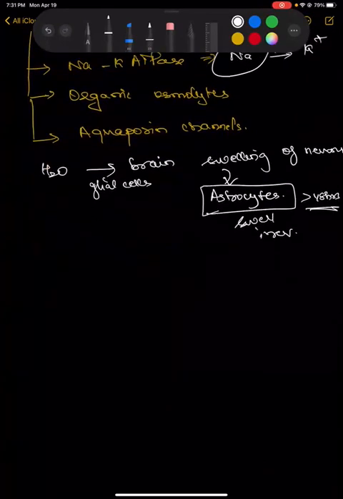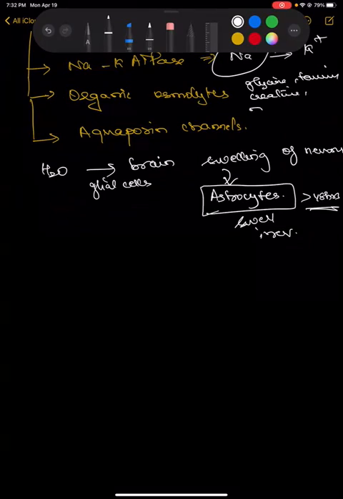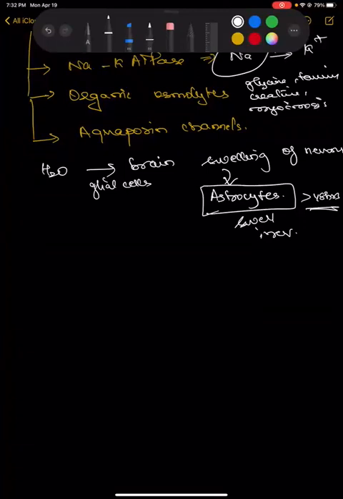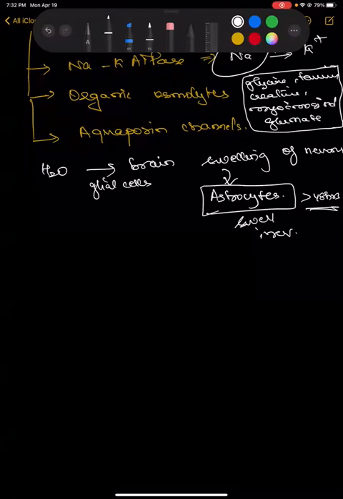Coming to the organic osmolytes, there are a lot of substances like glycine, taurine, creatine, myoinositol, and glutamate. All these organic osmolytes act as substances which drag water along with them, because whenever there is sodium movement, there is going to be water movement along with it. So they tend to maintain the movement of water. But if all of this sets in for more than 48 hours, it's going to create permanent damage.